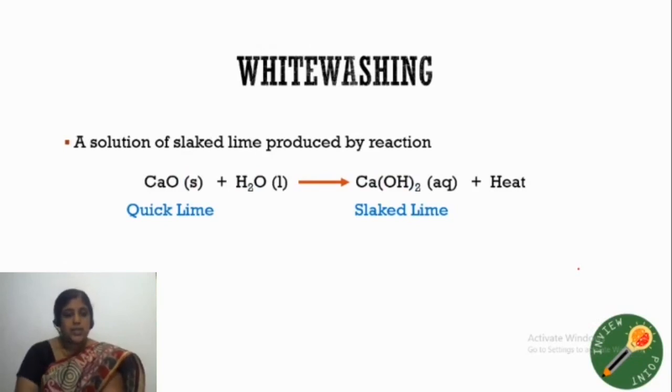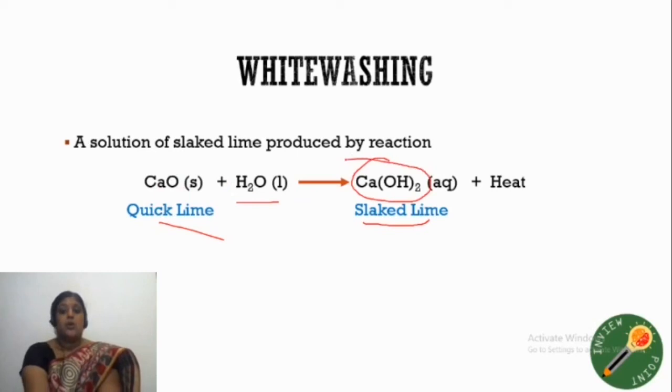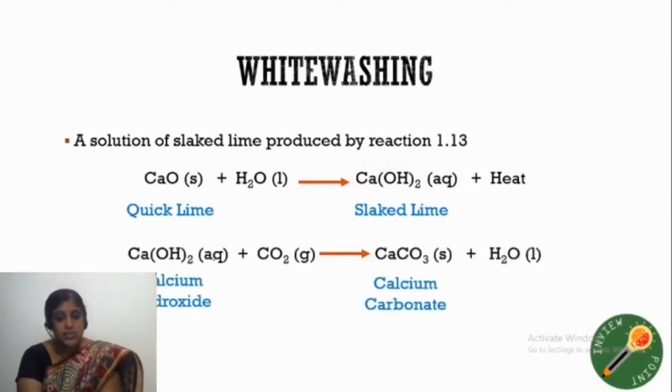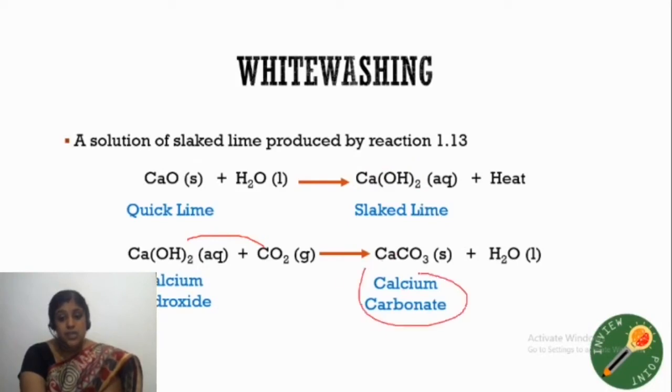We studied that quicklime reacts with water to form slaked lime solution, that is CaO, calcium oxide, reacts with water to form calcium hydroxide solution. This slaked lime is used for whitewashing. And when this calcium hydroxide reacts with the carbon dioxide in the air, calcium carbonate, CaCO3, is formed along with water. And this calcium carbonate causes the shining on the surface of the walls.